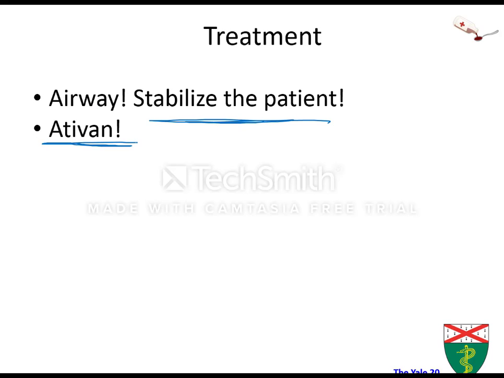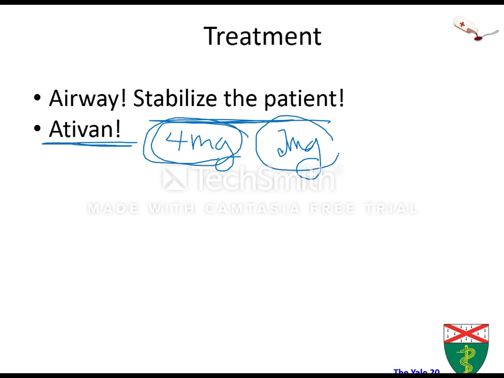Next, Ativan. So the new guidelines actually say to give 4 milligrams of Ativan to break the seizure. This actually shows that it terminates seizures more than 2 milligrams, which is what most of us probably have been taught. But use your judgment. If it's a little old 90-year-old lady, you're not going to give 4 milligrams of Ativan.